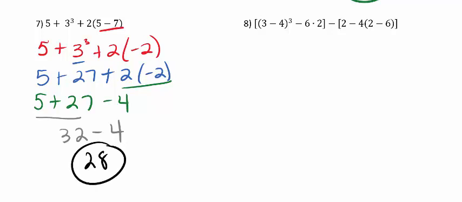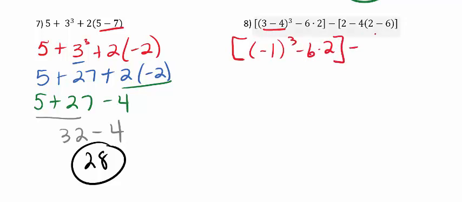In number 8, we have a lot of brackets, and so we have to do the inside brackets first. Looking at this problem, I'm going to rewrite this outer bracket and take care of 3 minus 4 because that's an inner bracket. It's going to be negative 1. And then I'm going to rewrite the rest. And then inside of this second bracket, I can take care of the 2 minus 6, and that's going to be negative 4.